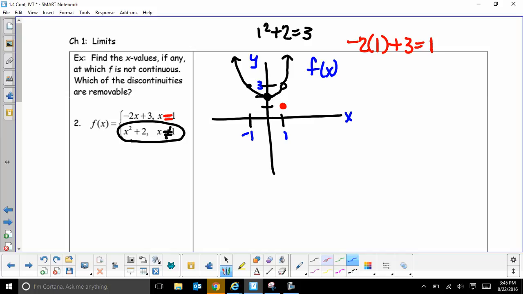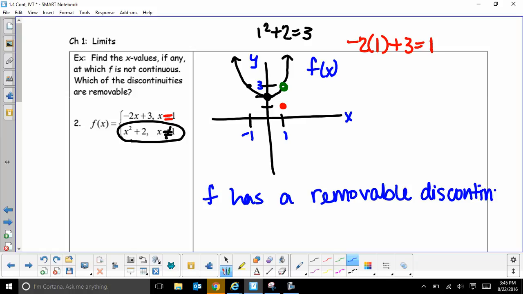Hopefully you say, hey, heads up, there's a problem because I have this open dot and then this filled in one. That is a discontinuity. We need to decide if it is removable or non-removable. Hopefully you can remember, since it's a hole, f has a removable discontinuity at x equals 1. And if this is for AP writing, we could clarify that the removable discontinuity is a hole.